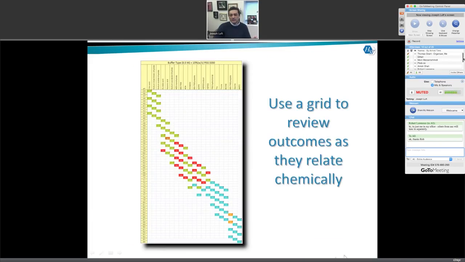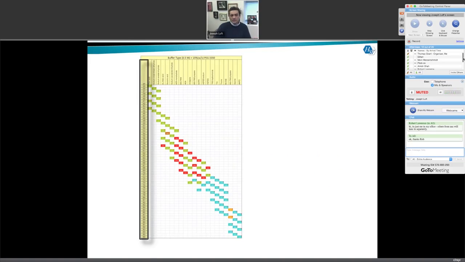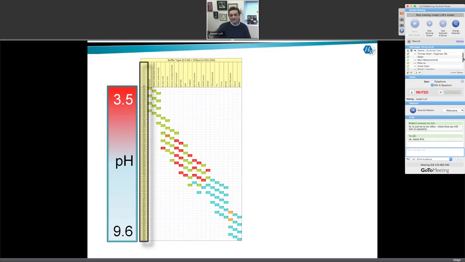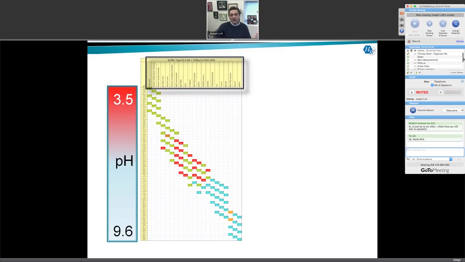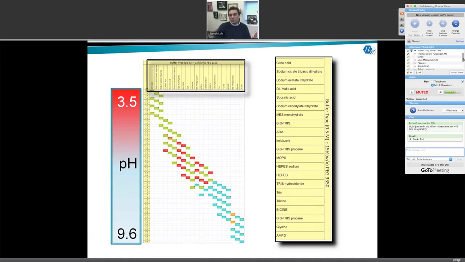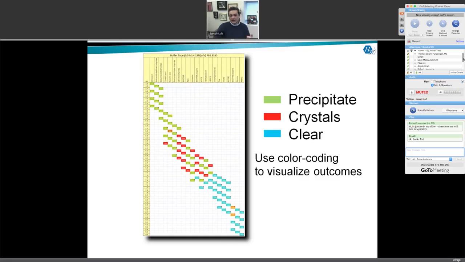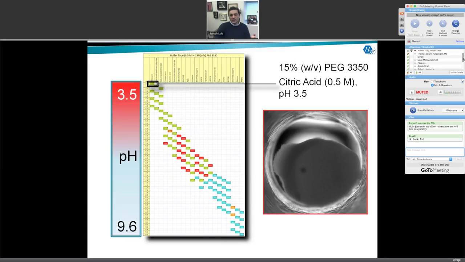Okay? And then we can go back to using this grid idea where we color code things to show clear drops as blue, precipitated drops as green, and crystalline drops as red. Okay? So again, along the y-axis here, we have a range of pHs from 3.5 to 9.6 in tenth of a pH unit increments. On the x-axis at the top, we've got these 20 different buffer types. Okay? And again, we're color coding the outcomes.